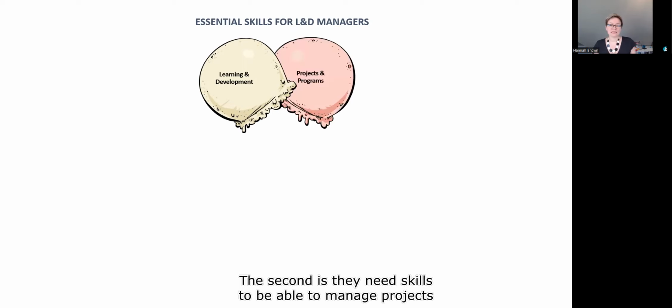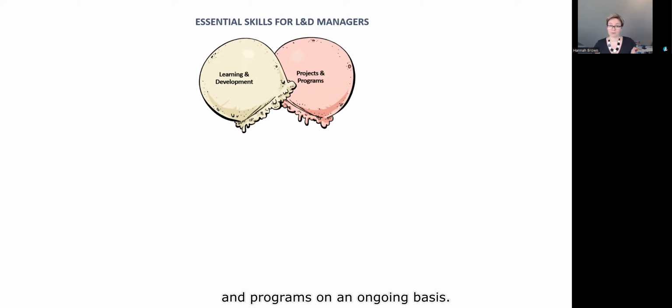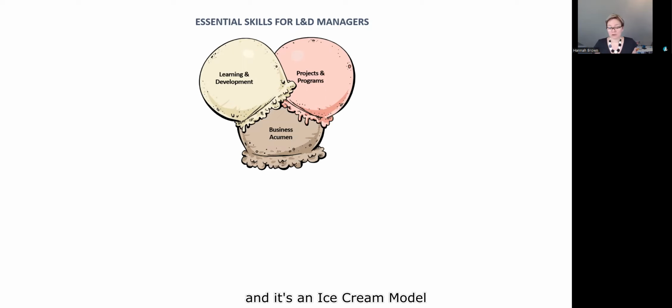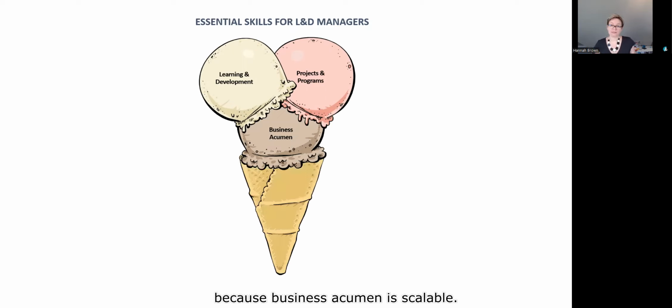The second is they need skills to be able to manage projects and programs on an ongoing basis. The third skill area that they need is in business acumen. And it's an ice cream model because business acumen is scalable.